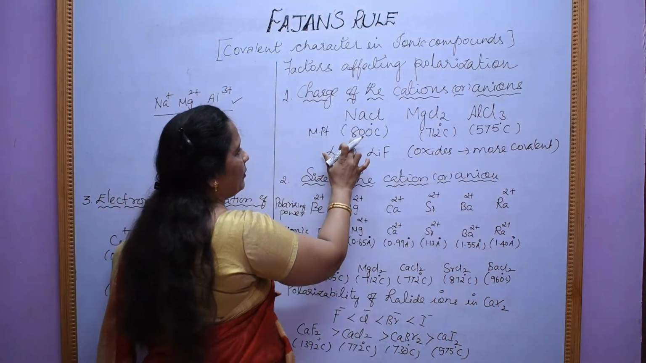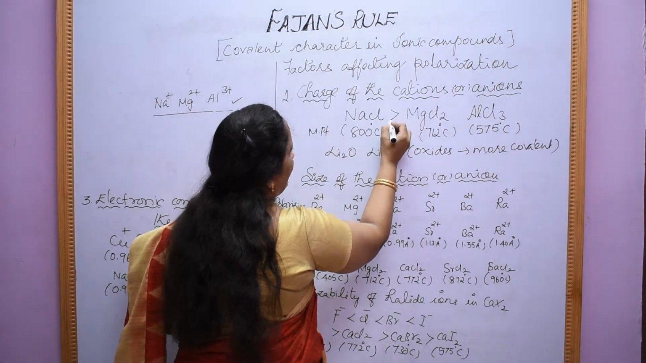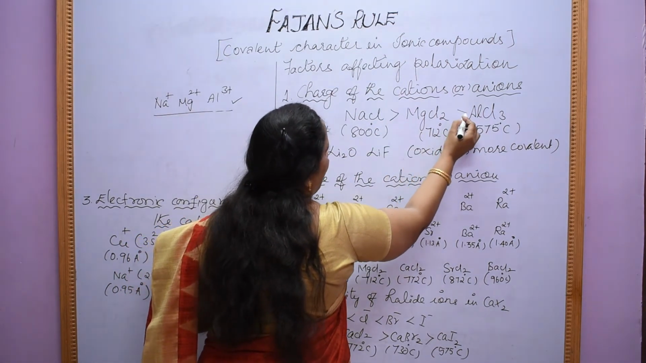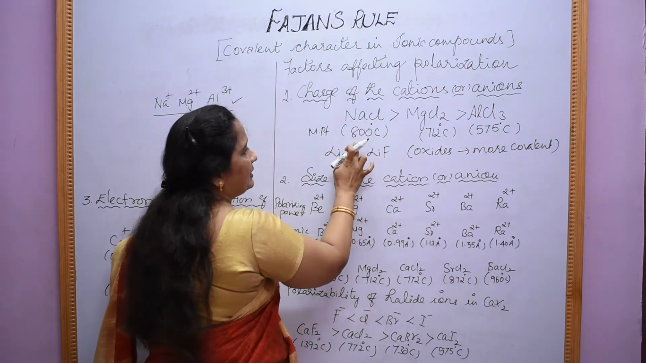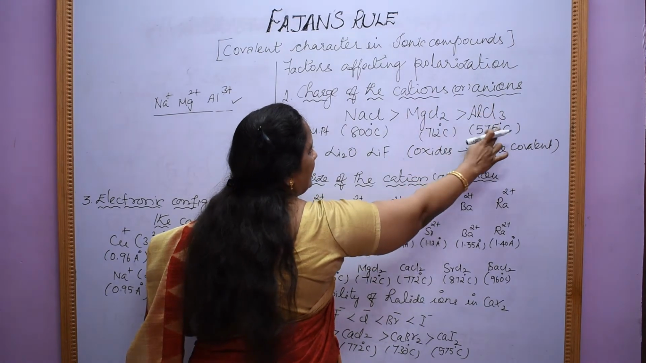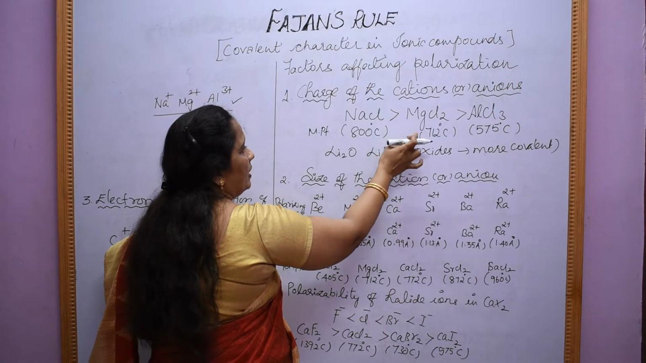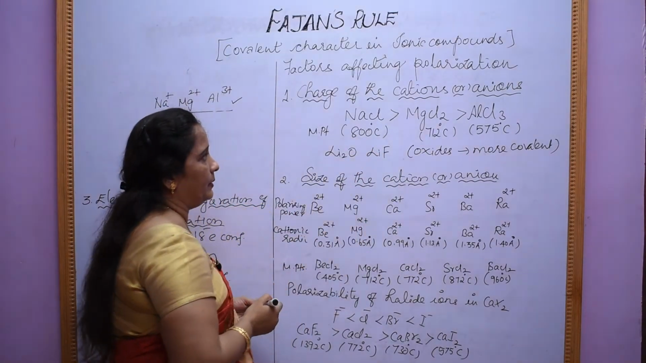Now you see the melting point of NaCl, which is more ionic, is greater than MgCl2, which is greater than AlCl3. We say that the covalent character increases in this order. AlCl3 is more covalent when compared to MgCl2, which in turn is more covalent when compared to NaCl, right?